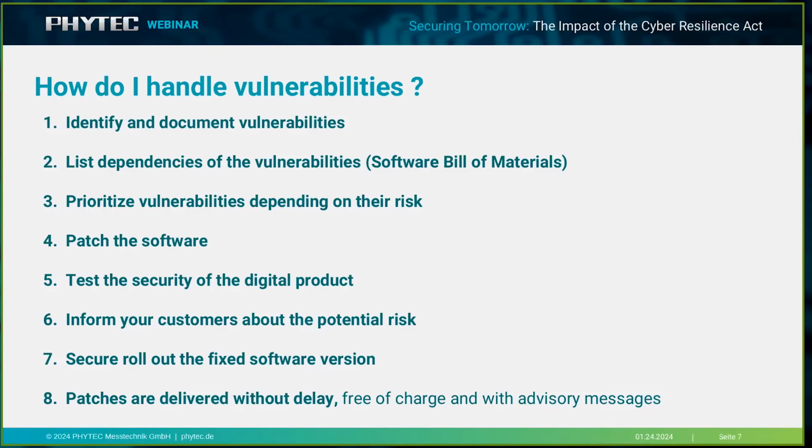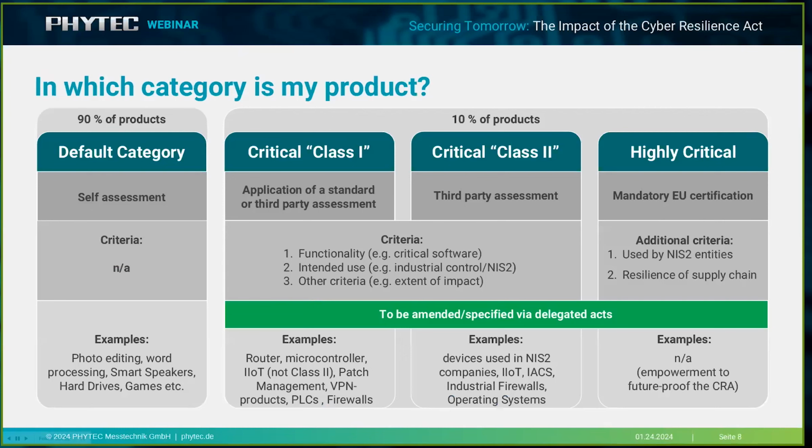So then a very important question is, in which category is my product? The European Union says 90% of the products are in the default category. In the default category, you need a self-assessment. But if you see examples like word processing, smart speakers, or hard drives, these are mostly parts in our embedded product or in our industrial product.